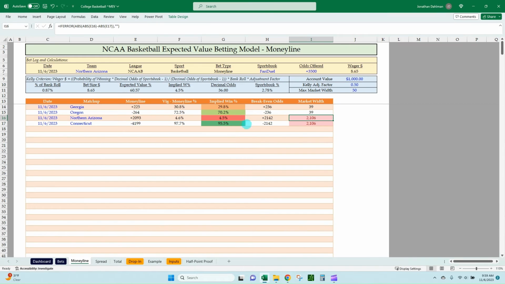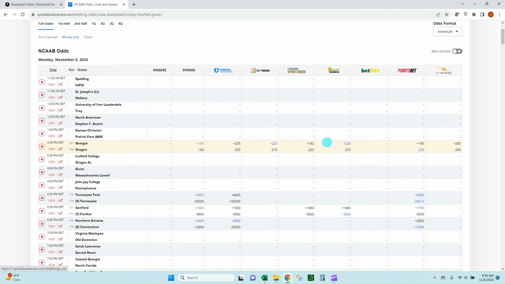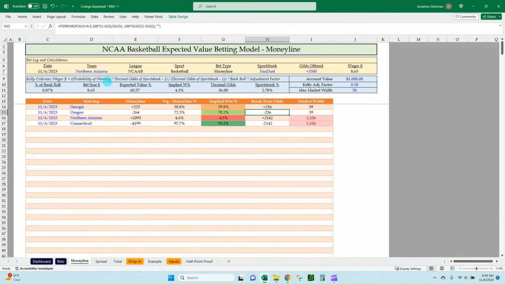So we have plus 236, minus 236. And we actually do have an EV bet on Oregon. Points bet offers minus 225, so let's plug that in. That was points bet, minus 225. All right, so $15.96 we should place on Oregon to beat Georgia. We're saying they have a 70.2% chance, where points bet is saying they only have a 69.23% chance. So there's your positive EV bet.